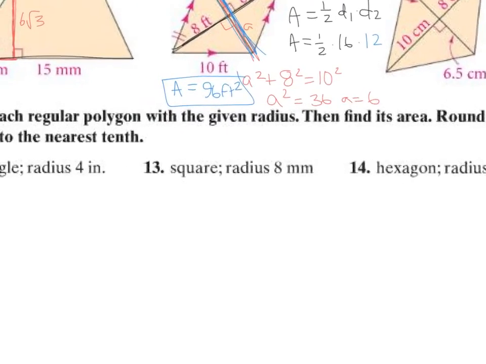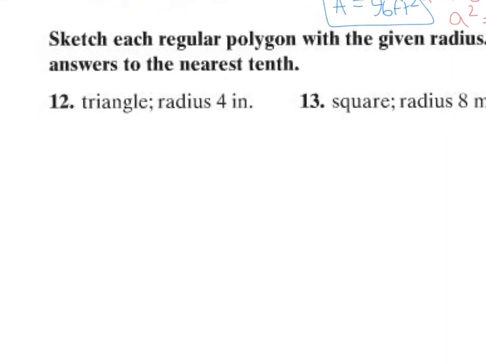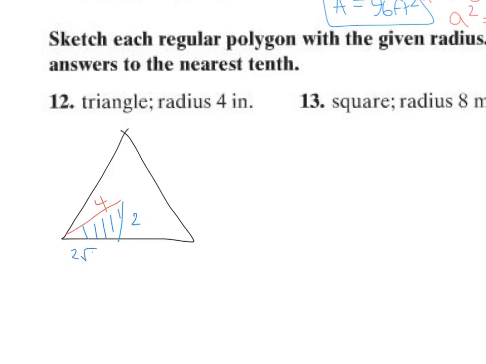Okay, and then down here, find the area of the regular polygon with the given radius. So I'm going to draw a triangle. It's regular, so all sides are equal, and a radius is 4. So what you have here is a 30, 60, 90. So in this 30, 60, 90, the hypotenuse is 4, the short side is 2, and the long side is 2 root 3. So all the way across is 4 root 3.